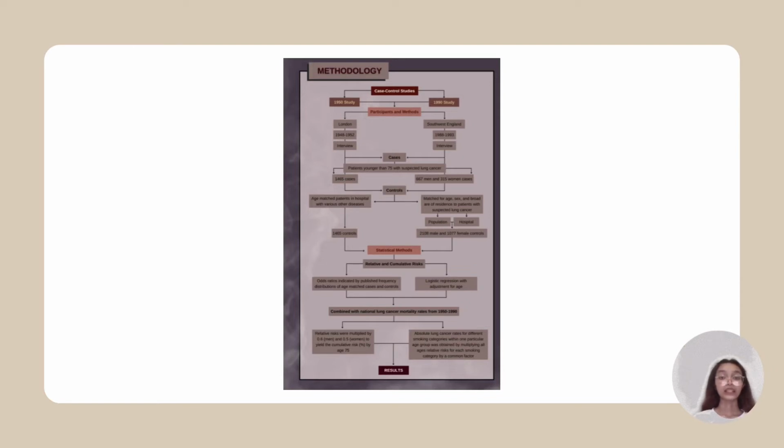In the 1990 study, absolute lung cancer rates for various smoking categories within a single age group were calculated by averaging the relative risk over all ages for each smoking category. The outcomes of all these procedures were combined to produce the study's final results.